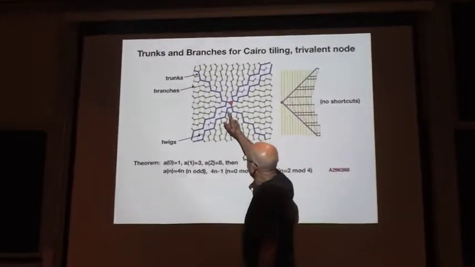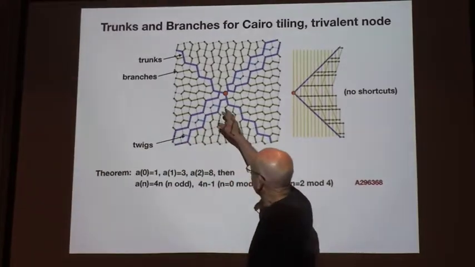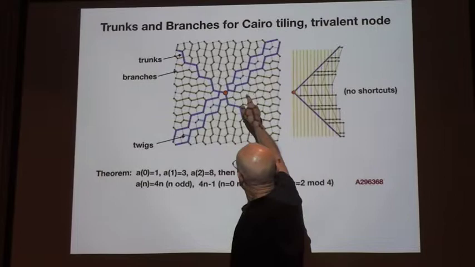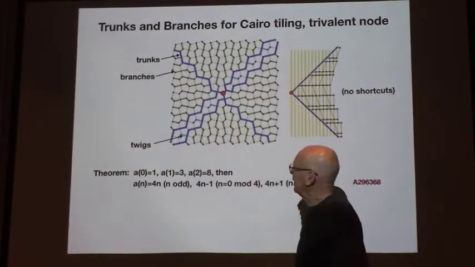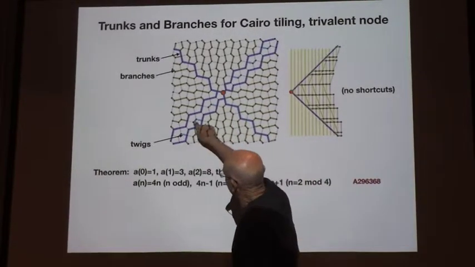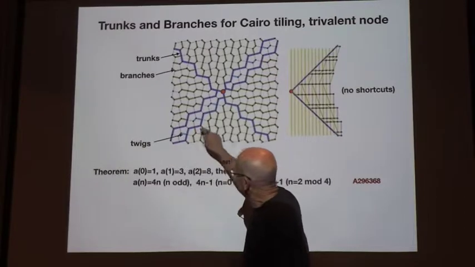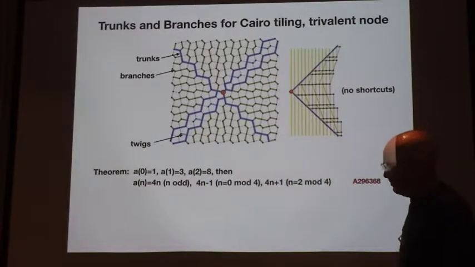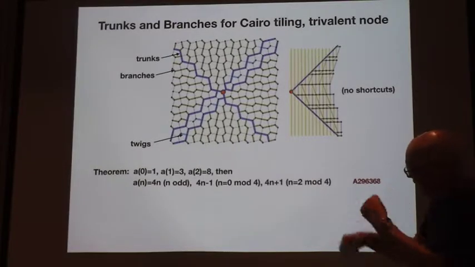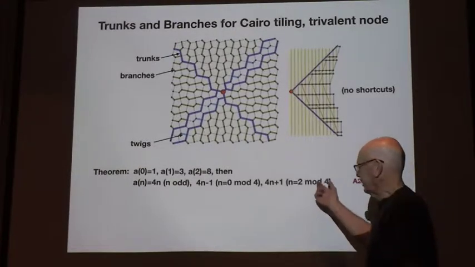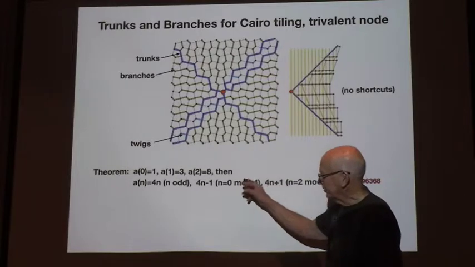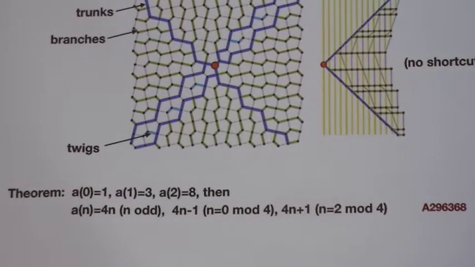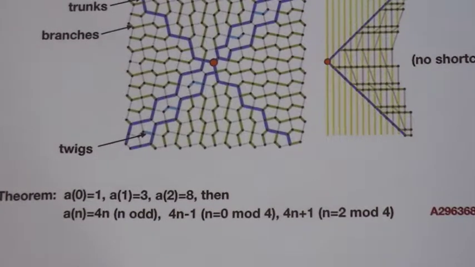And then we did it for a trivalent node, a degree 3 node. And now it turns out the nicest way to do it is to have 6 trunks in blue, 2, 1, and 1. And in order to reach some of the intermediate vertices, we have twigs. The twigs are bounded little things that grow off the branches. And so we were able to get a recurrence for the number. And we did that for a number of others.